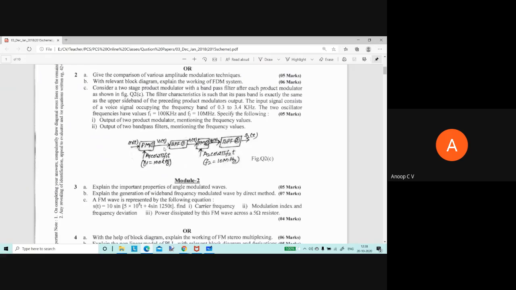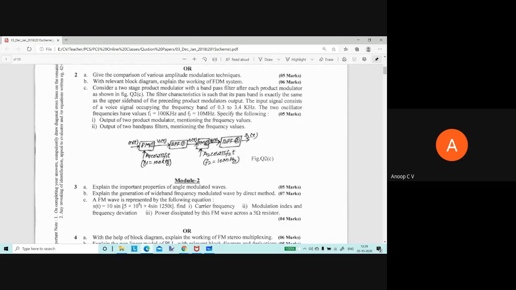So initially you are modulating, then again you are modulating. Initially you are using f1 of 100 kilohertz, then again you are modulating with an f2 of 10 megahertz. Why this is practically done is because of the design constraints. If you have to separate upper sideband and lower sideband, we should design a practical filter, and the carrier frequency is constrained by the roll off of the practical filter or the separation between USB and LSB.